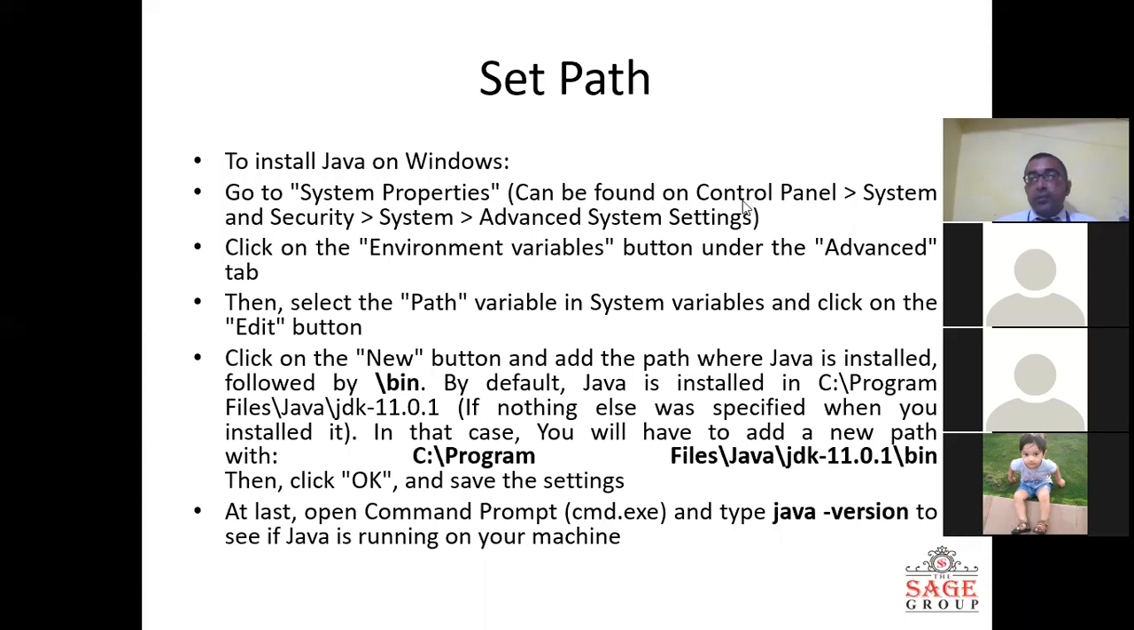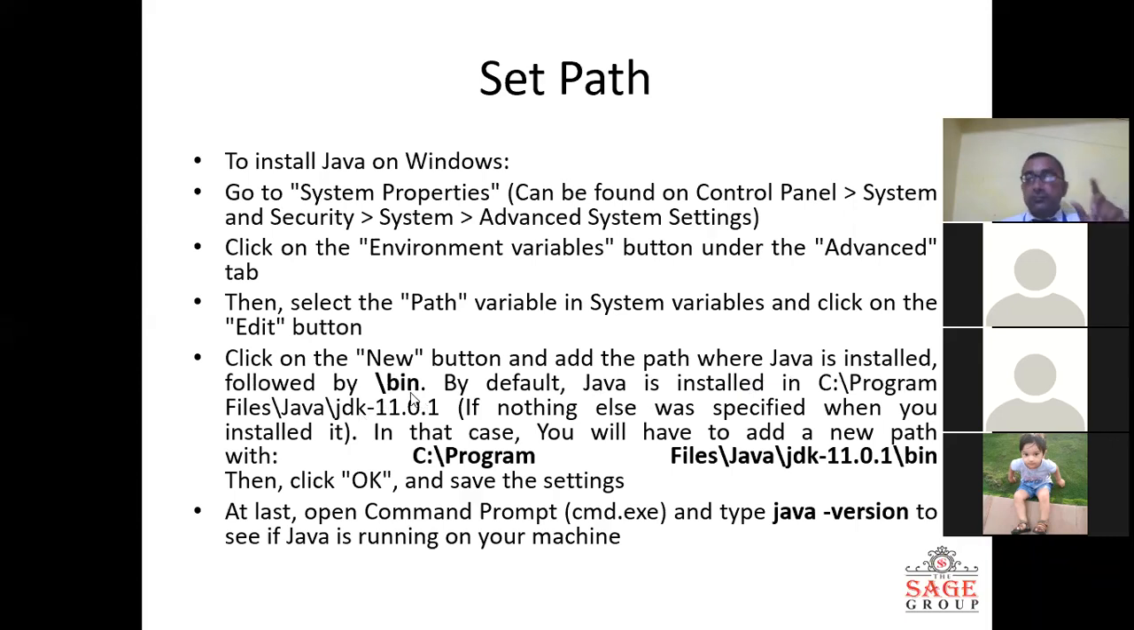You will find system properties in the control panel, System and Security, System, and this is the advanced system settings. Then click on the environment variables button under the advanced tab. Then select the Path variable in system variables, and then click on the edit button. Click on the new button and add the path. You just listen, I will explain it practically also. New button, add the path where Java is installed, followed by bin.